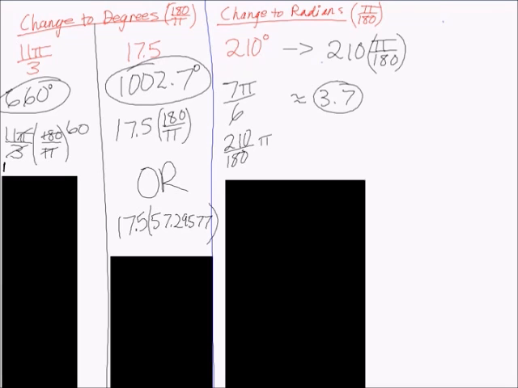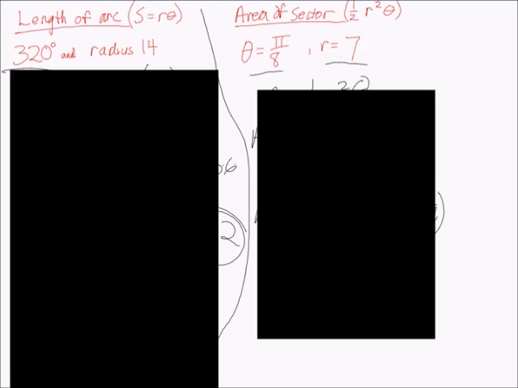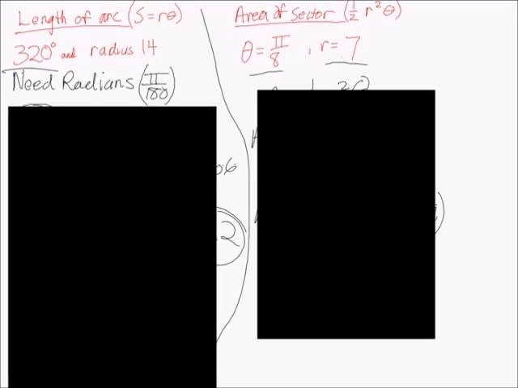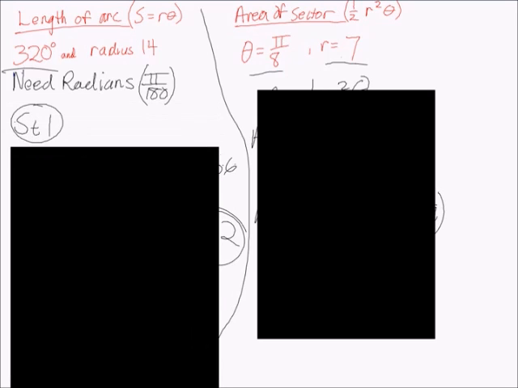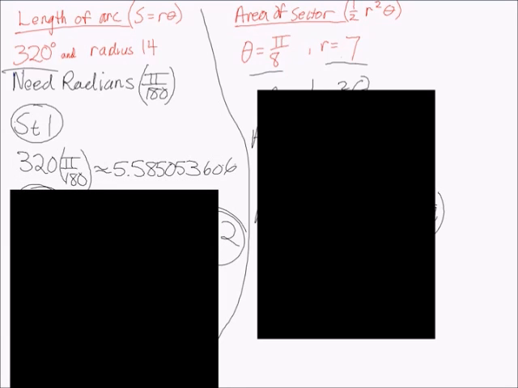Next slide. Length of arc. So this is arc length. S equals r theta. And we have 320 degrees and radius 14. The problem with this is you need radians. You cannot use degrees for theta. So you have to use pi over 180, and that's what we're going to do. So step one, change it. So 320 times pi over 180, and use your big decimal. Or you can just plug in 320 times pi over 180.